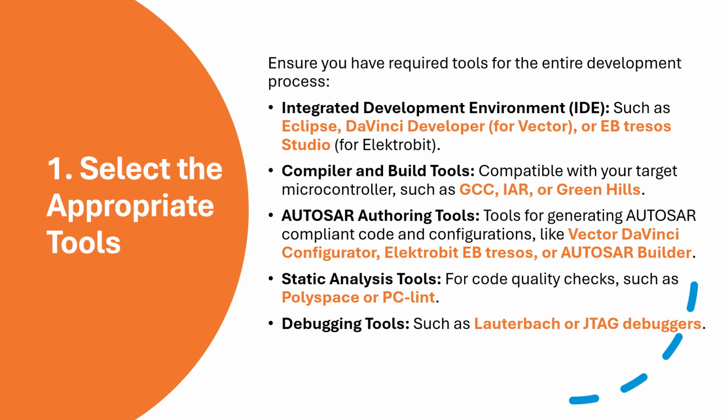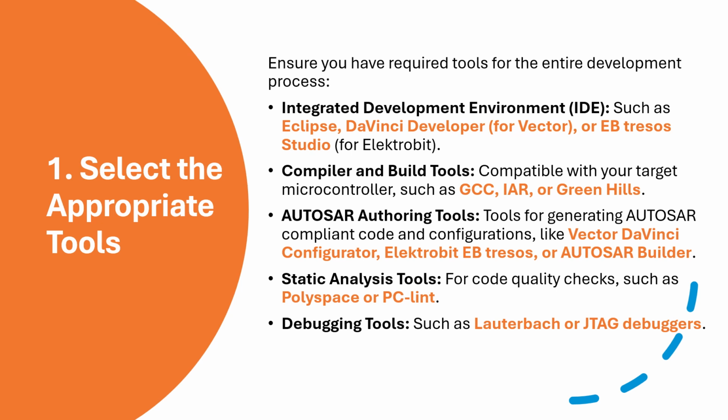The main ones are the IDEs like Eclipse or DaVinci Developer for Vector, or EB tresos from Elektrobit. These are some of the main integrated development environments where you can compile your code and flash it, and everything can be done in the whole IDE. Then compiler and build tools compatible with your target microcontroller, such as GCC, IAR or Green Hills, and compilers can also be integrated with the IDEs, and that's some of the things which you need to set up.